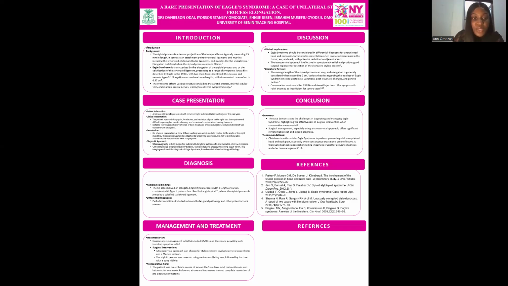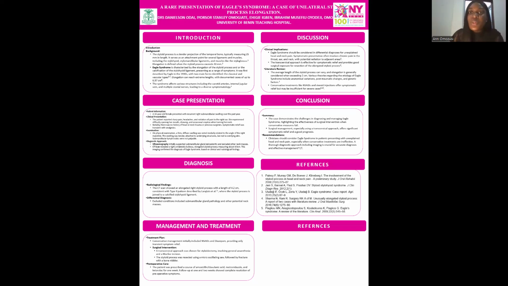The styloid process was resected using a micro-oscillating saw, followed by fracture with a bone nibbler. For post-operative care, the patient was prescribed a course of amoxicillin, clavulanic acid, metronidazole, and ketorolac for 1 week. The follow-up at 1 week, 2 weeks, and 8 weeks showed complete resolution of preoperative symptoms.